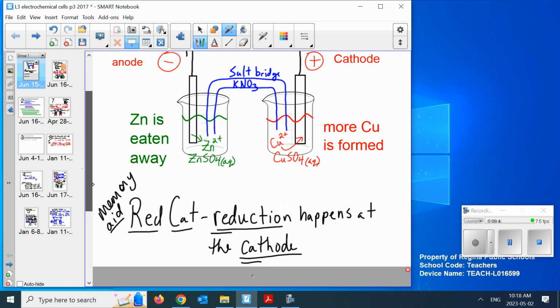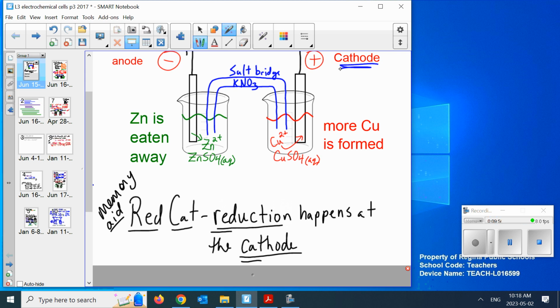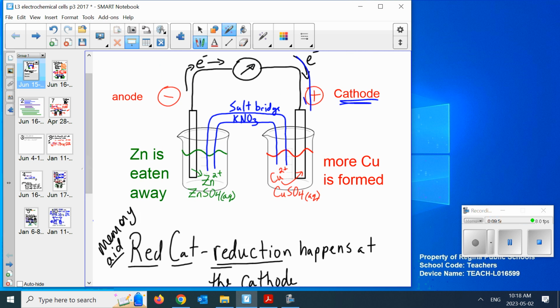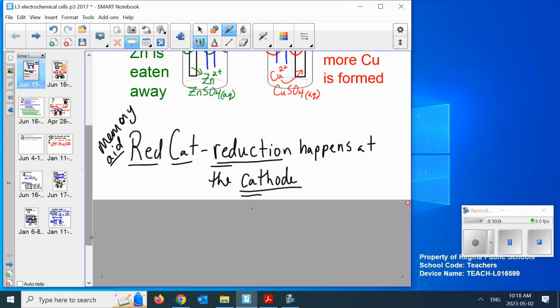So let's take a look at this cathode. Cathode. And we'll scroll up again. Reduction is gaining electrons. The electrons are added or gained that way. The oil rig and the red cat are the same. So, yeah.